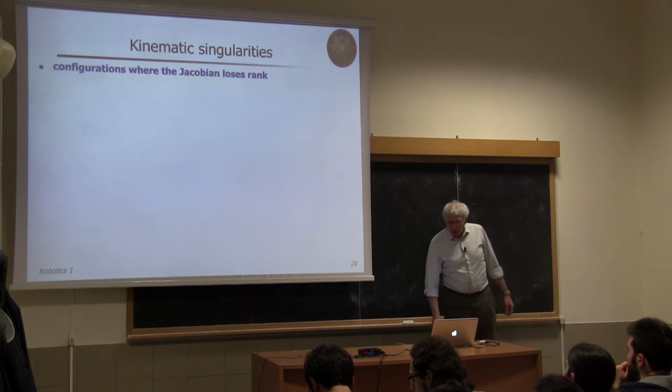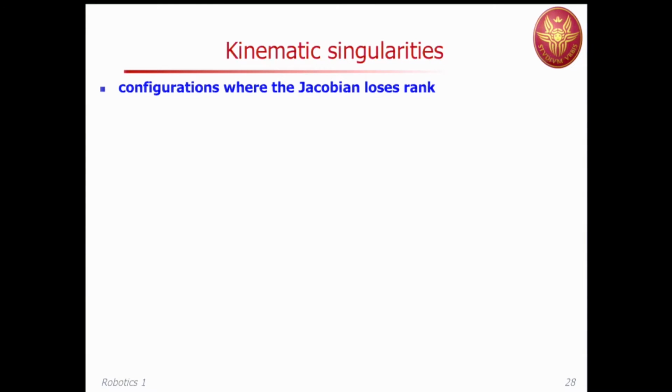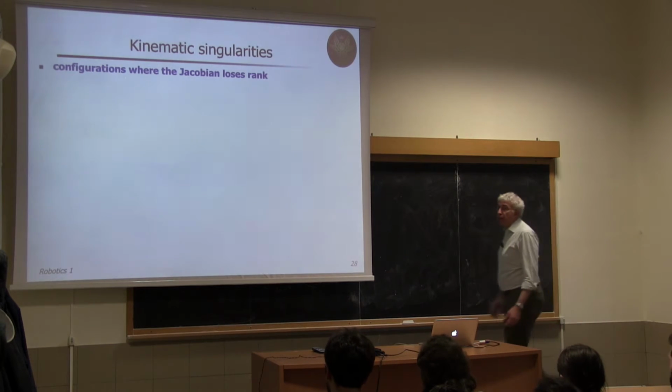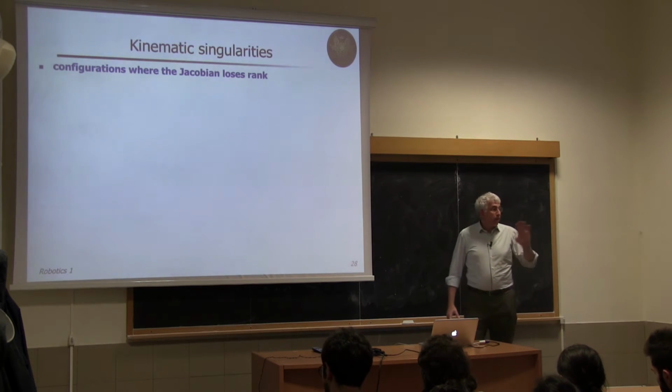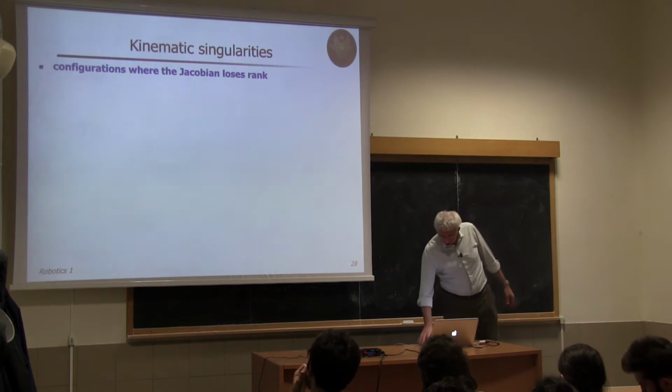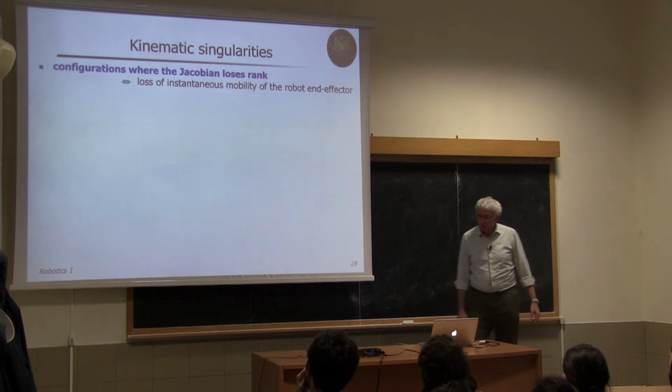So first of all, we recall some definitions. For a given robot, we are in a kinematic singularity if the robot is in a configuration where its Jacobian loses rank, and this definition covers the case of square Jacobian or non-square Jacobian. Okay, so this is more general than just saying determinant equal to 0.